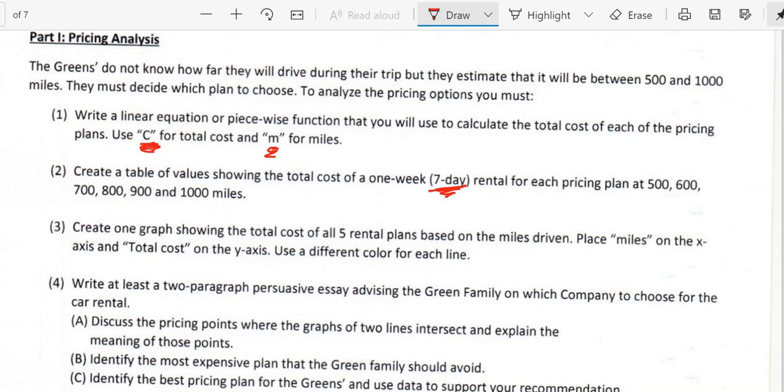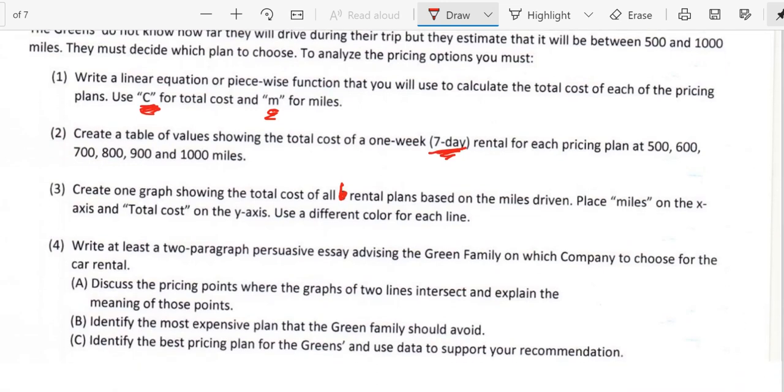3, you're going to do one graph. And on that one graph, you'll have the total cost of all 6 rental car plans. I added another one this year. So all 6 rental car plans based on the miles driven. Place miles on the x-axis and total cost on the y-axis. I actually did the whole graph with the grid for you, so you guys just have to graph the lines. You don't have to worry about labeling any of the axes, or anything like that.